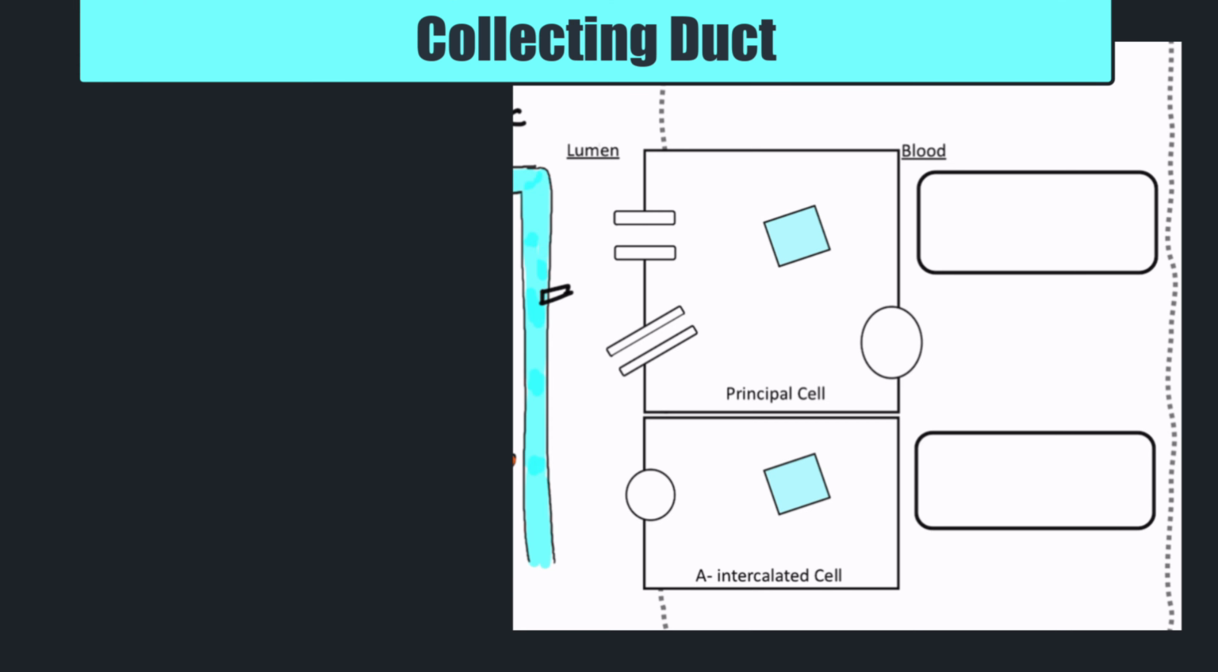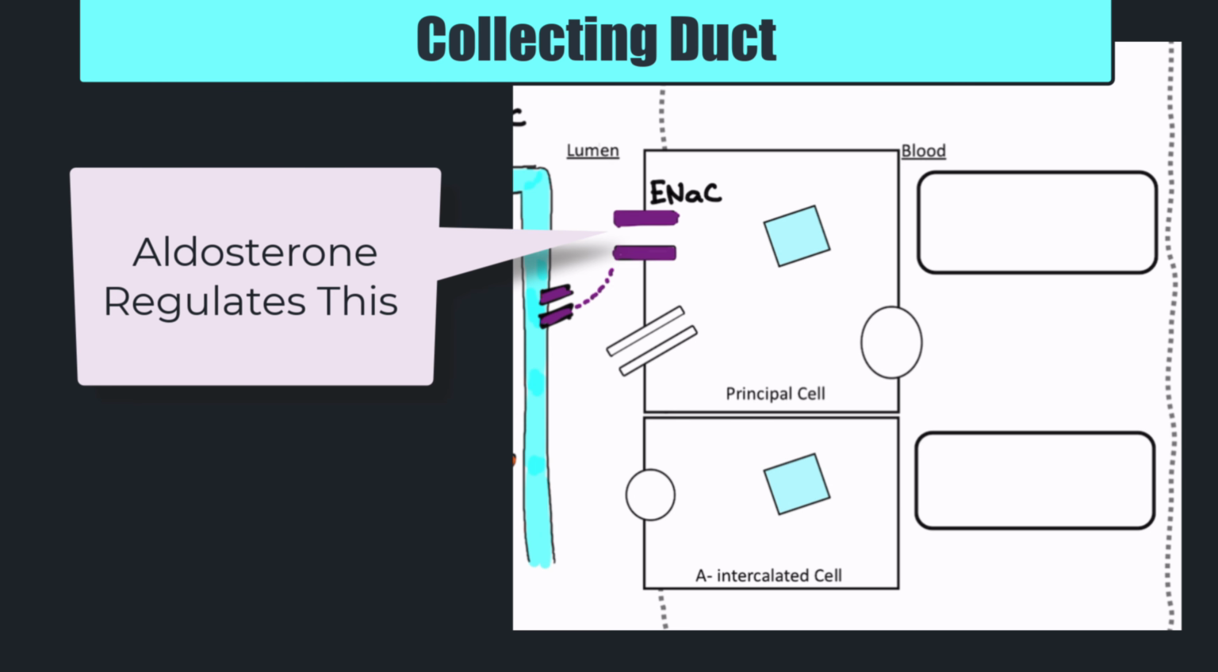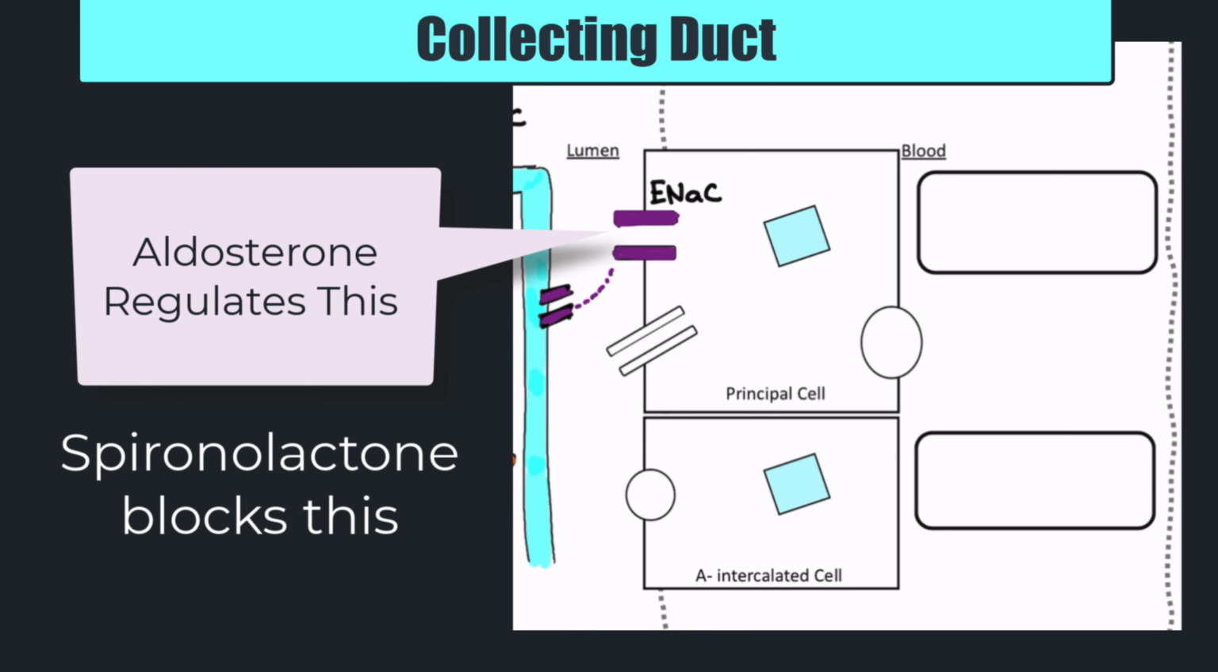But moving on here to the collecting duct, we have the ENaC channel, the epithelial sodium channel. And this is the channel that's under the influence of aldosterone. And so spironolactone or any kind of mineralocorticoid receptor antagonist is going to be blocking this mechanism of sodium uptake.